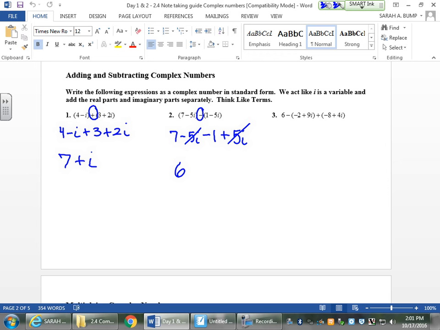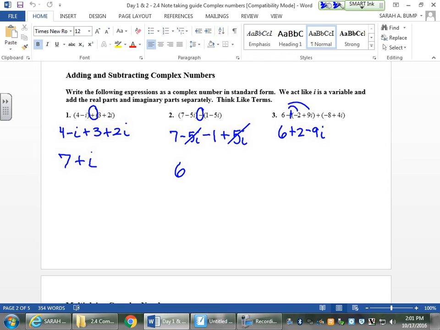And the last one for adding and subtracting has a couple steps to it. We're going to start off by distributing not the 6, but the negative 1 here. So negative 1 times negative 2 is positive 2. Negative 1 times 9i is negative 9i. For the second one, we're distributing a positive 1, which won't change anything.